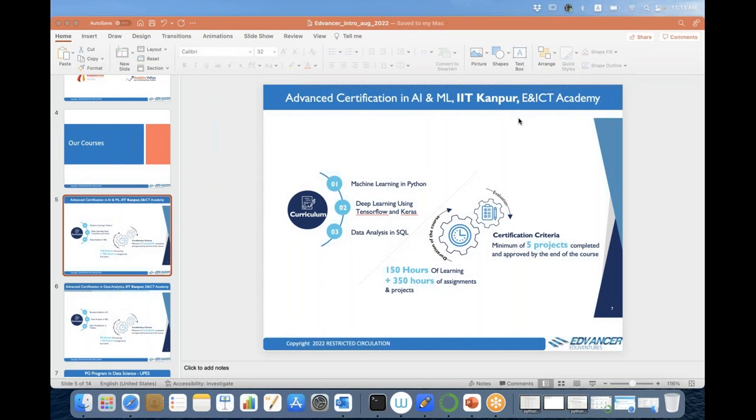So this particular program focuses on enabling you to build AI applications, machine learning applications, and assumes that you are coming from a technical background.